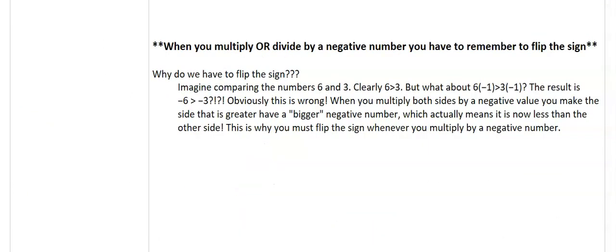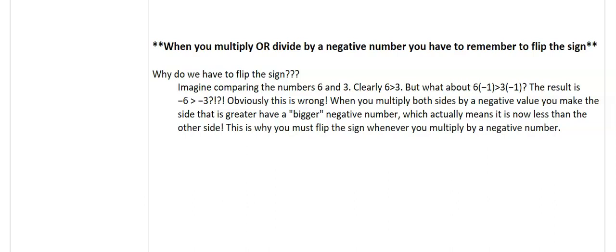In the examples that I showed above, we were only multiplying and dividing by positive numbers. So now I want to go over when we multiply or divide by a negative number. Now this is very important because when you multiply or divide by a negative number, you have to remember to flip the sign. And now, why do we need to flip the sign?